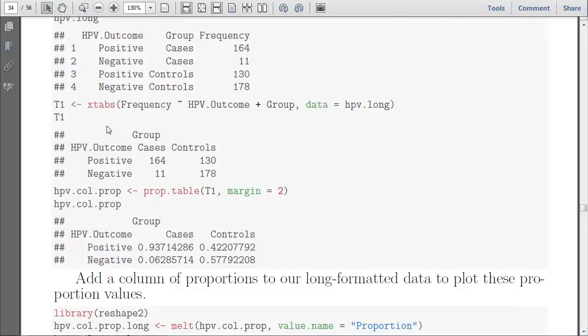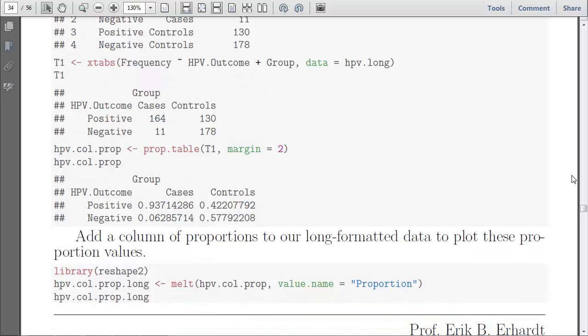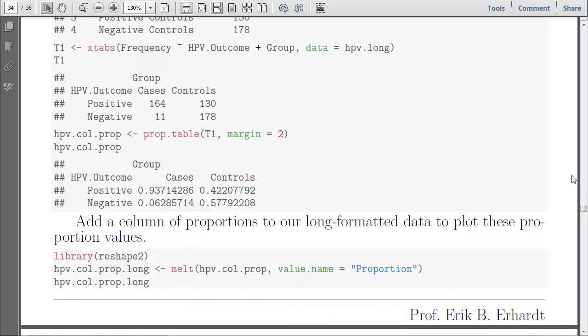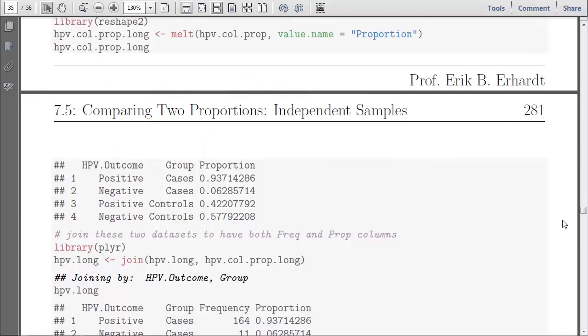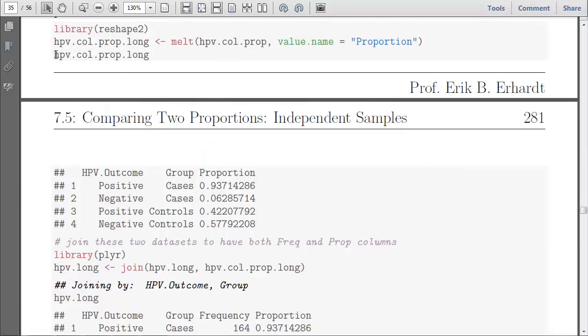Notice we can recover our original table with crosstabs by counting up the frequencies based on HPV outcome and group. So here's our original table again, as well as a proportion of that table. Okay, so we've learned some things about reshaping. Given our proportion table, we can also melt the data to get these proportions as numbers. Okay, so here's the HPV column proportions in long format. This is this table.